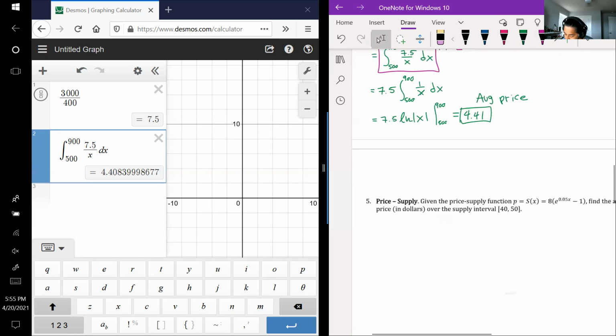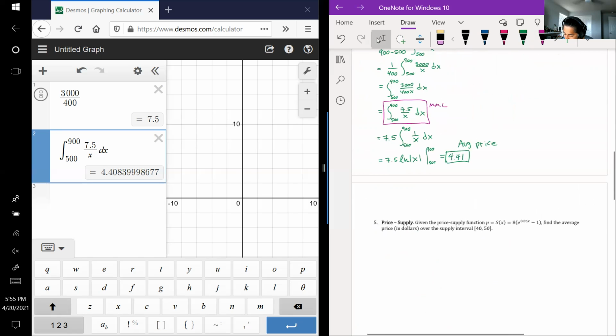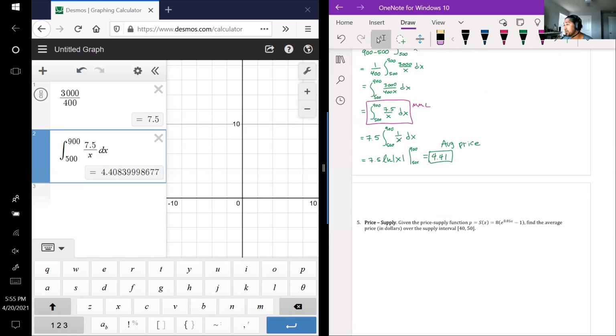Number 5. Given the price supply function, S of x equals 8 times e to the 0.05x minus 1, find the average price in dollars over the supply interval 40 to 50. So again, same exact thing. Let's find the average value.